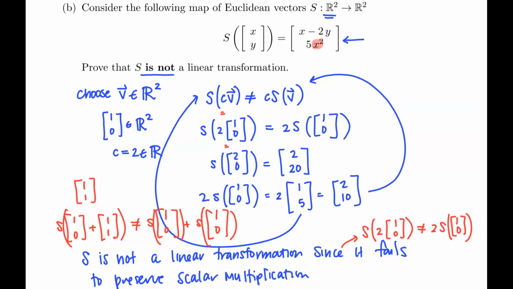If you do your work and it doesn't fail, especially on a question where they told you to disprove, that just means you chose poor values. Again, look back at your actual map and say, okay, I needed to choose x's that are different depending on when I apply either scalar multiplication or vector addition. All right, so that was B.